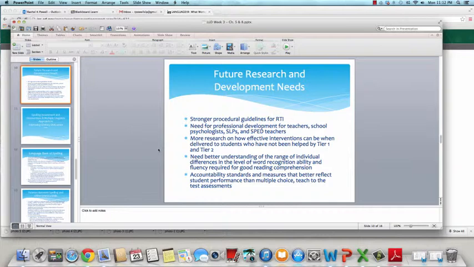We need better understanding of the range of individual differences and the level of word recognition ability and fluency required for good reading comprehension. So essentially there's so much variation and individual differences in every child. We don't have a good grasp on how those individual differences impact overall reading ability. And then we need accountability standards and measures that better reflect student performance than the multiple choice, teach-the-test assessment that we've been using in the past.